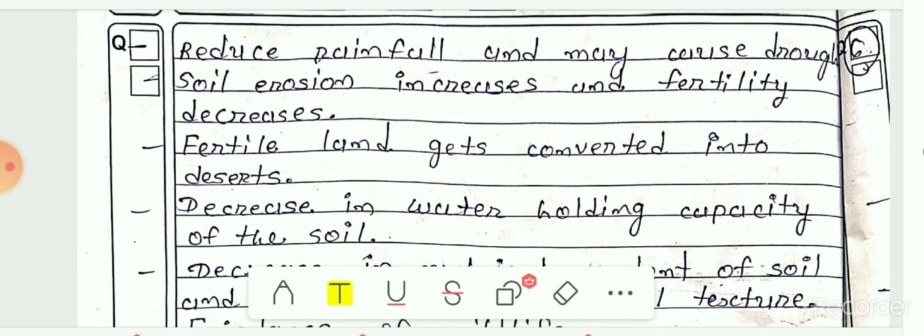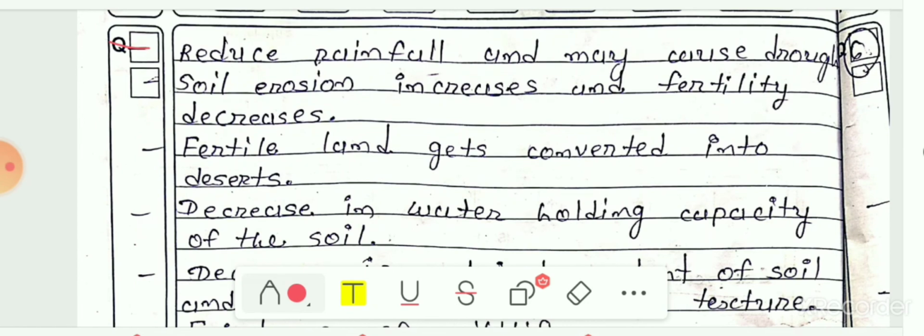Next consequence is reduced rainfall, which may cause drought. Because the number of trees decreases, it will reduce the rainfall, and in the end it will even cause droughts. Next is soil erosion increases and fertility decreases.